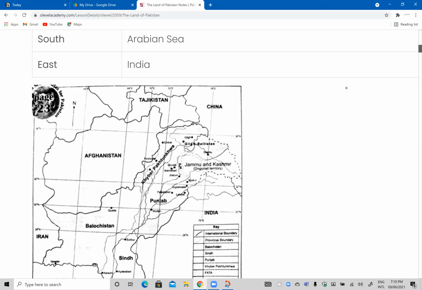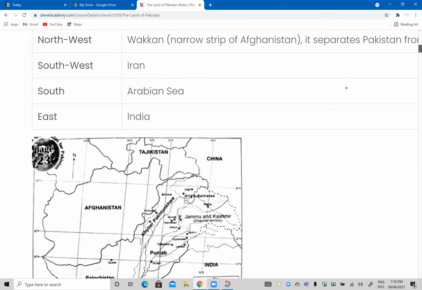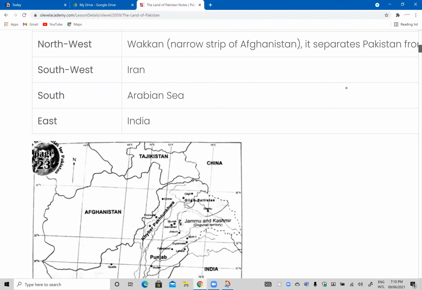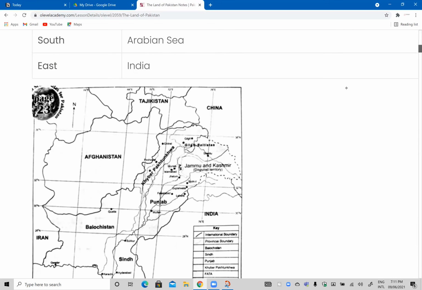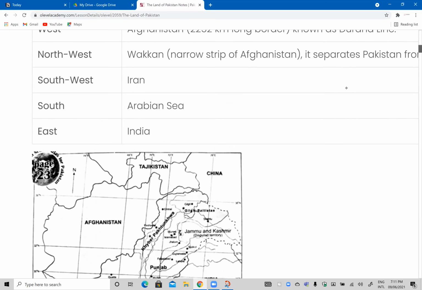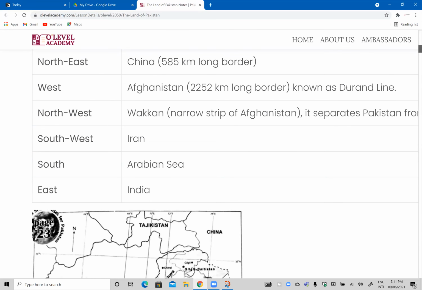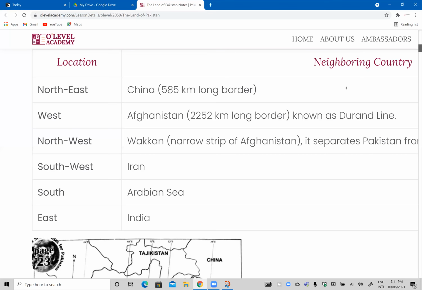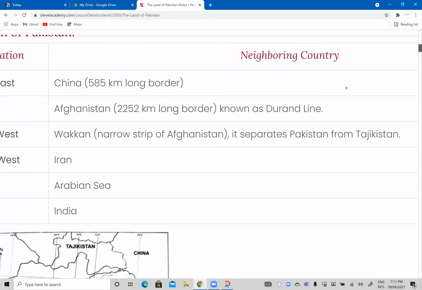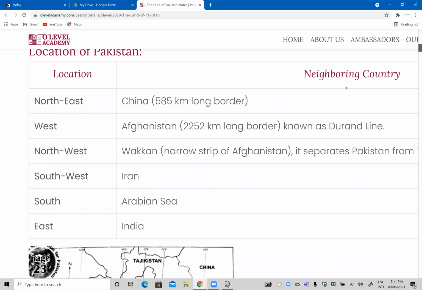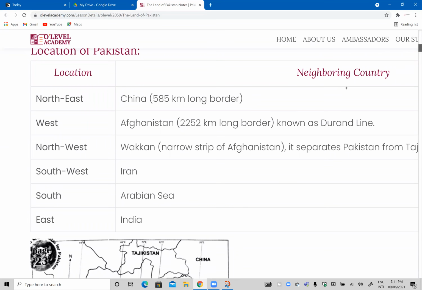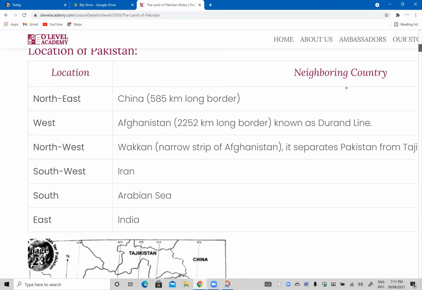So this is China over here on the northeastern side of the country. Then there's Afghanistan. Afghanistan is on the western side. India is on the eastern side. And Iran is on the southwestern side, right? So these are all the borders. And you should also know the types of borders that we have with these countries. We have the longest border with Afghanistan, that is a 2,252 kilometer border line. It's known as the Durand Line. This is the name of that border.